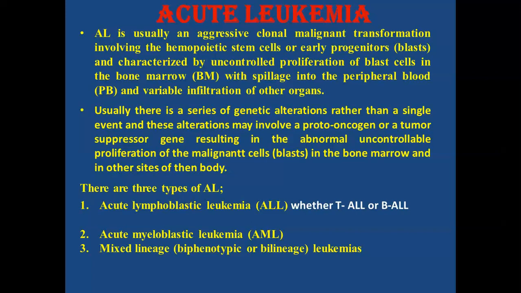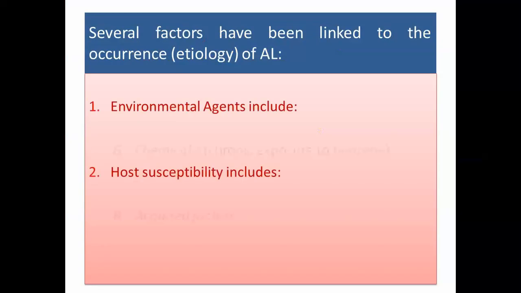And as we said, how do we recognize them? According to the morphology, we find two populations, the blasts are lymphoid and myeloid, and we confirm our diagnosis by flow cytometry, when we find two markers: the blast carrying the lymphoid markers on its surface and the blast carrying the myeloid markers. At this point we confirm the diagnosis that it is a mixed lineage, biphenotypic or bilineage leukemia.